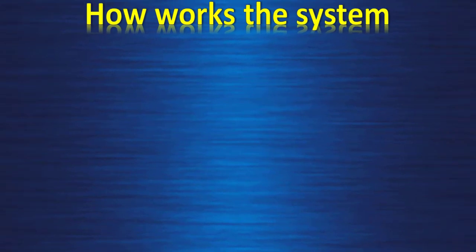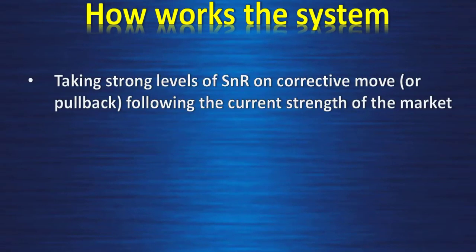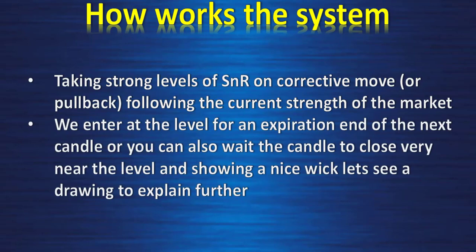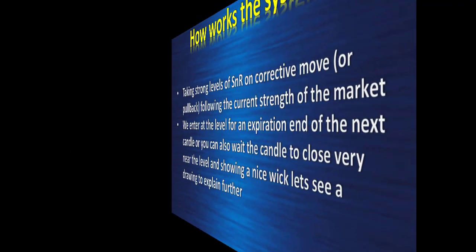How does the system work? The system will make you take strong levels of support and resistance on a corrective move or pullback following the current strength of the market. We enter at the level of support and resistance for an expiration at the end of the next candle. Or, if you are more conservative, wait for the candle to close very near the level and show a nice wick. Let's see a drawing to explain further.